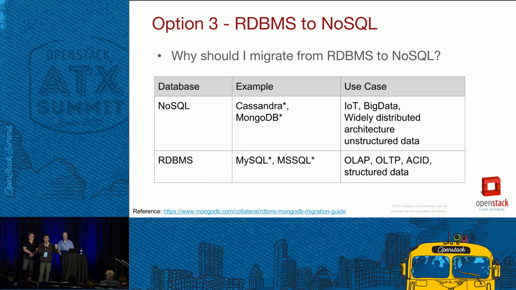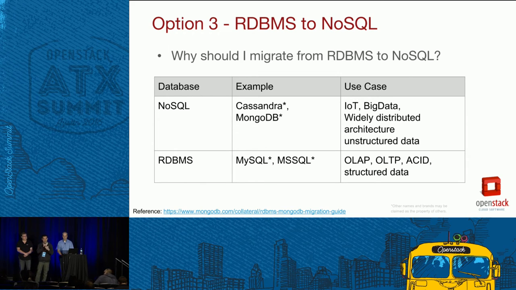The concept about CAP is that in a distributed application, you can only choose two of them. You cannot achieve all three at the same time. You either have consistency and availability and sacrifice partition tolerance. And in the NoSQL model, they tend to move towards availability and partition tolerance.